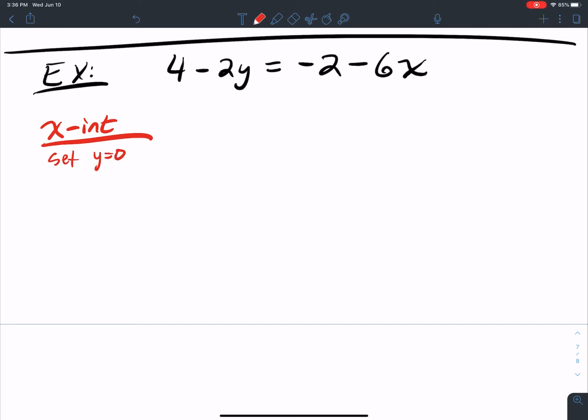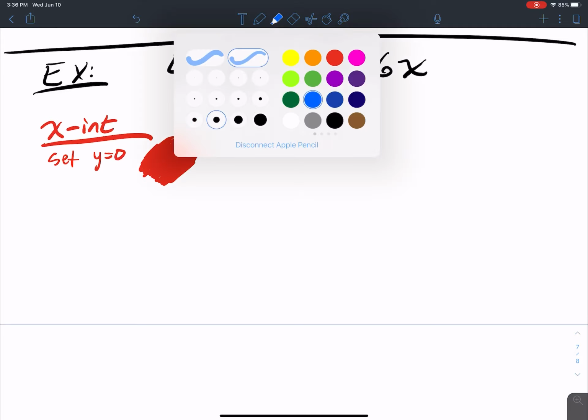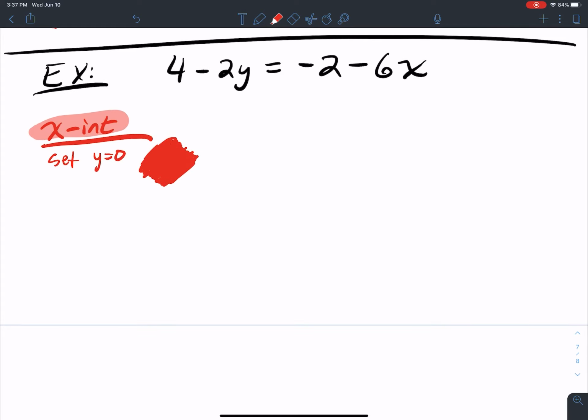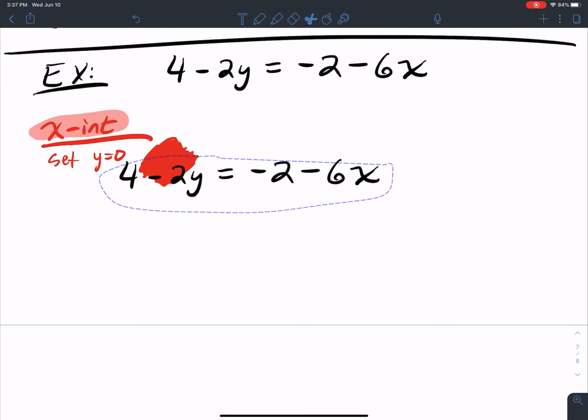Guys, I want to show you a little trick. I call this my block. Since you can't see my hand to cover it up, I have to make a little blob here. Now, if I'm looking for an x-intercept, what do I care about? I only care about the x's. So what do I not care about? I do not care about the y's. So I'm going to take my y's and cover them up.